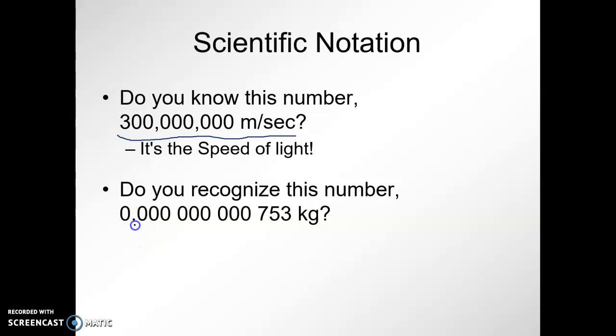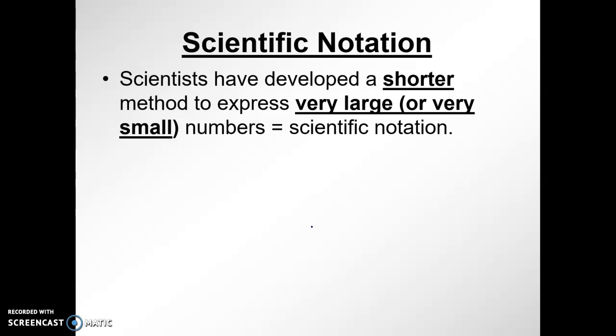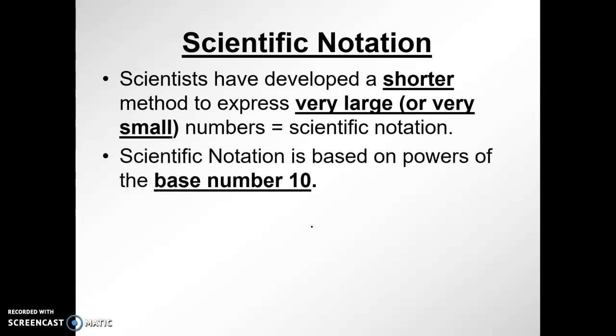Notice how the decimal is way over here. It's in kilograms. This is actually the mass of a dust particle. Of course, you don't normally write numbers like that. We like to use scientific notation because it's a shorter method to express those very, very large or very, very small numbers. Scientific notation is based on powers of the base number 10.